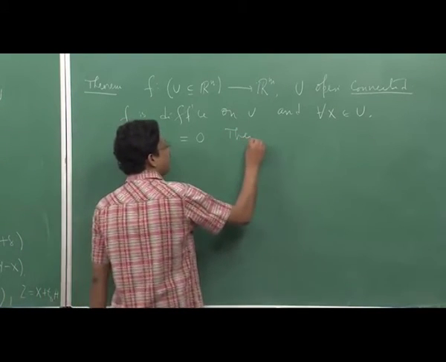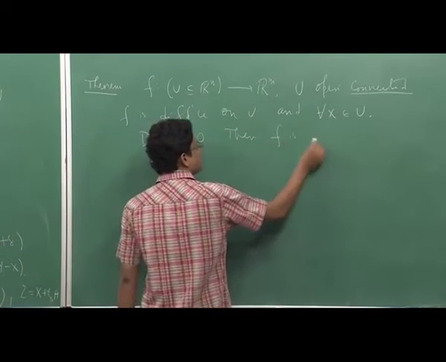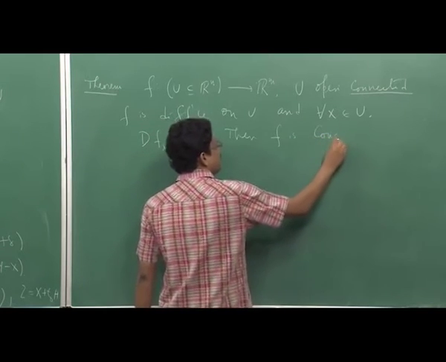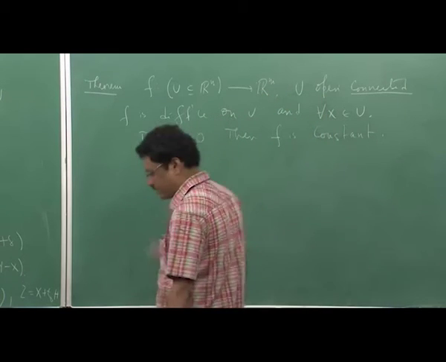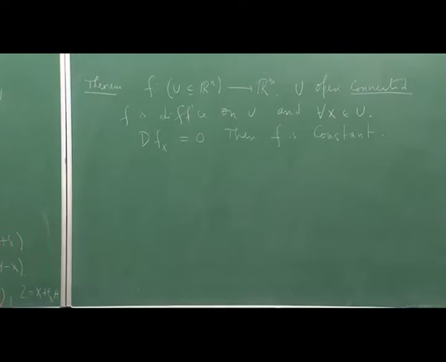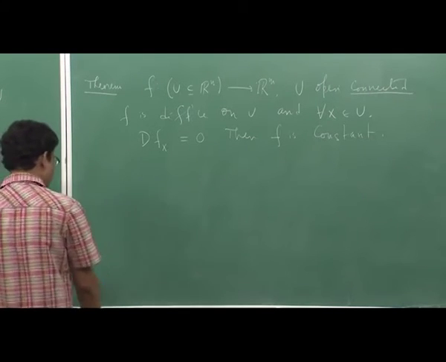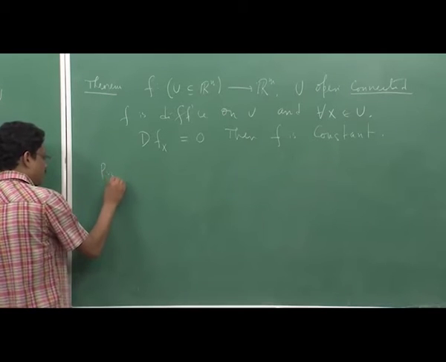Then f is constant, that is, a fixed vector in Rm, and this is a direct application of MVT. How? Proof.